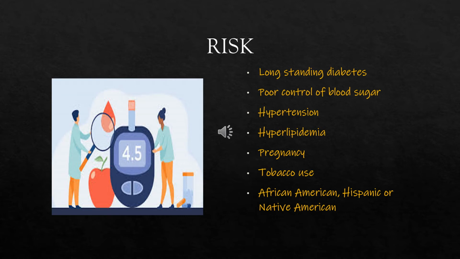Okay, so those at risk are obviously going to be diabetics. Along with diabetes, the increased risk is a long-standing diabetes, so the longer you've had it. If you have poor control over your blood sugar, if you have hypertension or hyperlipidemia along with your diabetes, pregnancy, tobacco use, and being of African American, Hispanic, or Native American descent will also increase your risk of developing diabetic retinopathy if you are a diabetic.